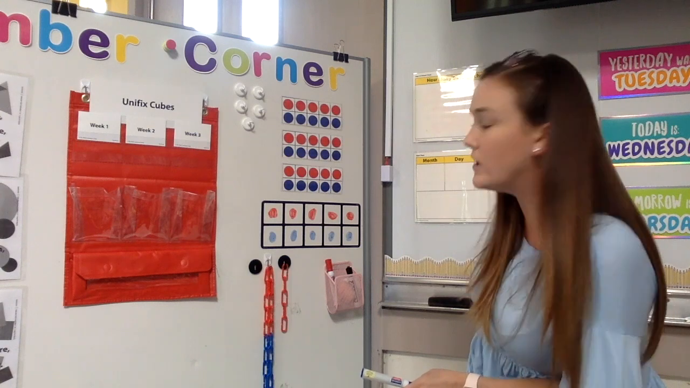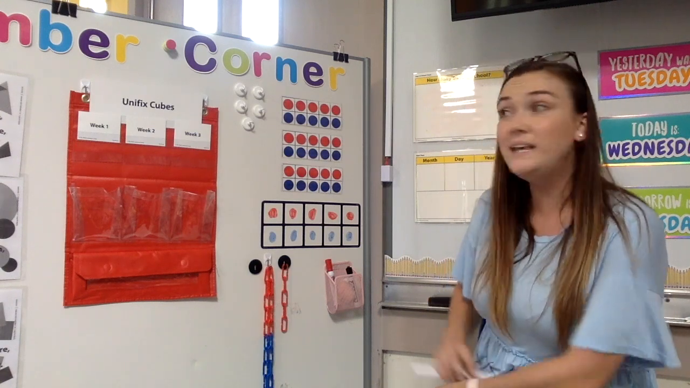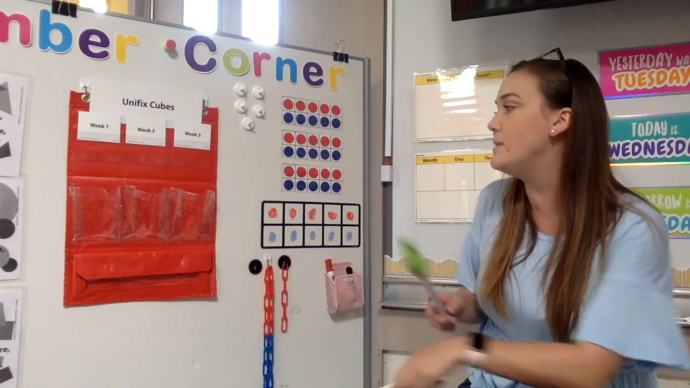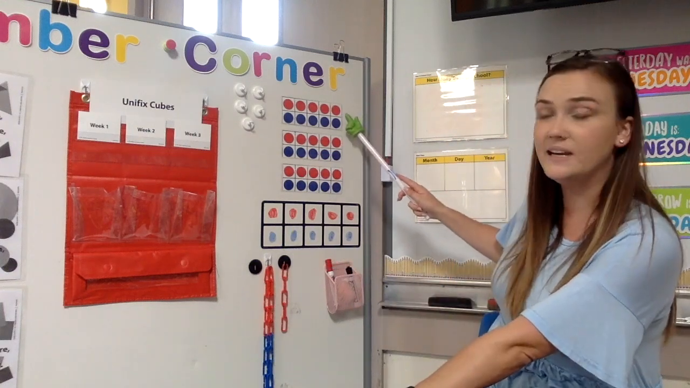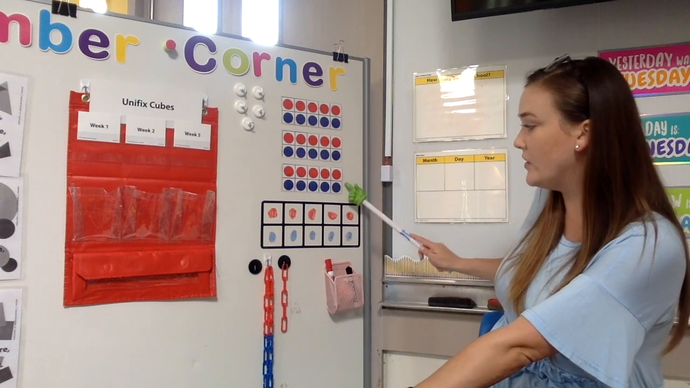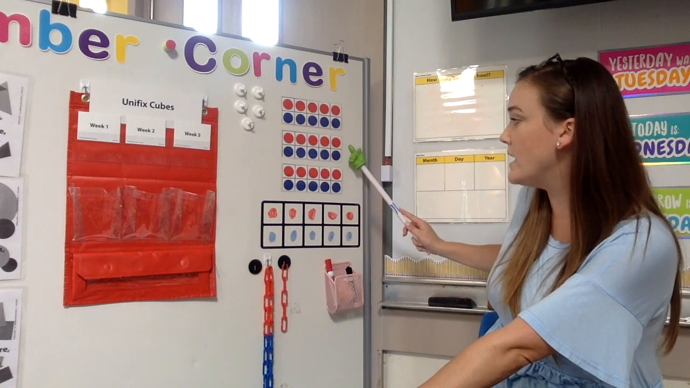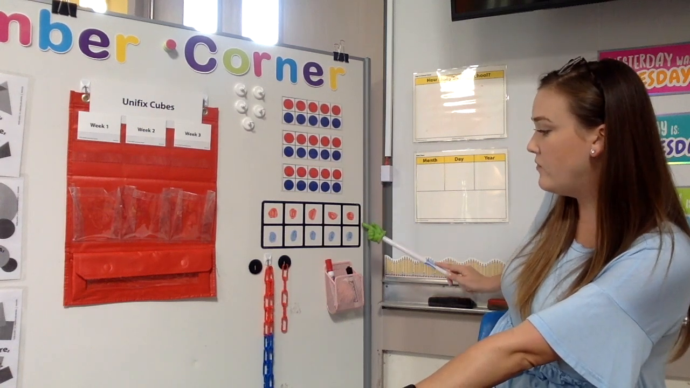So now that we know that our whole 10 frame is filled, we can count by 10s, and that's it. We don't have to count on again. So let's count by 10s. Ready? 10, 20, 30, 40. One more time. 10, 20, 30, 40.